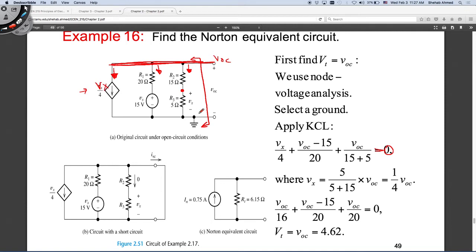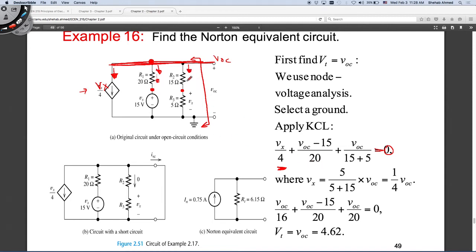So what is the value of this current? Vx over 4, I have that here. Plus, what is the value of current in this branch? It's this open circuit voltage that I have here, minus the voltage at this node, right? I want the current flowing in this branch. It's equal to the current flowing in this resistor, which is the voltage on one side minus the voltage on the other side of the resistor. So it's V open circuit minus 15 volts divided by the value of the resistance, 20 ohms.